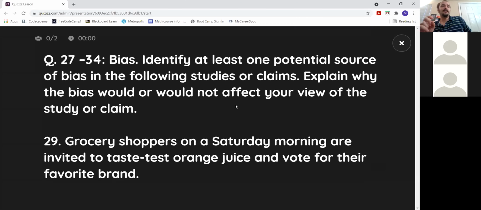Grocery shoppers on a Saturday morning are invited to taste test orange juice and vote for their favorite brand. Oh, bias. So they say identify at least one potential source of bias in the following studies or claims. Explain why the bias would or would not affect your view of the study or claim. So there are one, two, probably three. There's probably at least 3 or 4 things you could give me if you explained it a little bit. Just give me a little explanation with it.